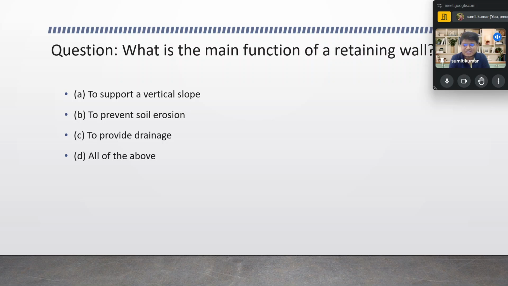As you can easily say, all the options provided over here are correct, as when we provide the retaining wall, it supports the vertical slope. It also prevents the erosion of the soil from that section. It also provides a type of drainage through it, so that due to an increase of the water level, the effective stress gets reduced.